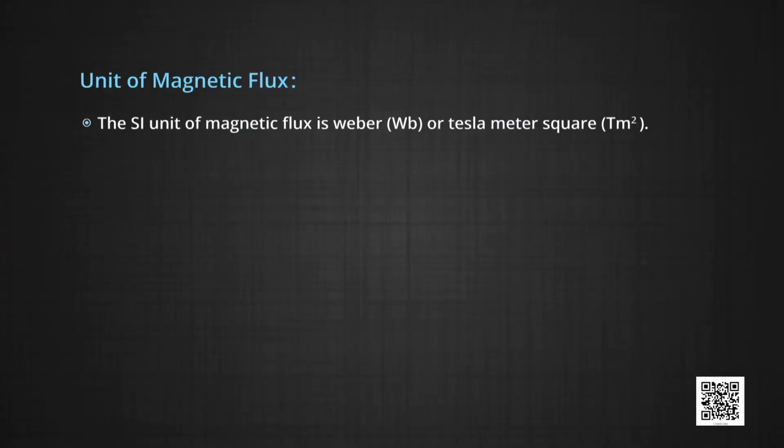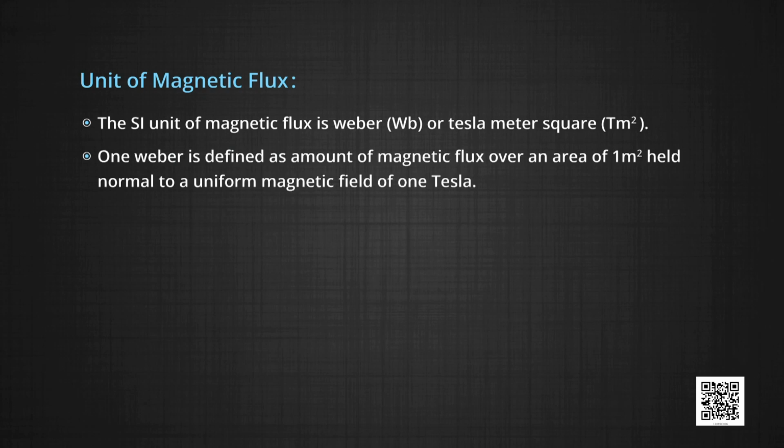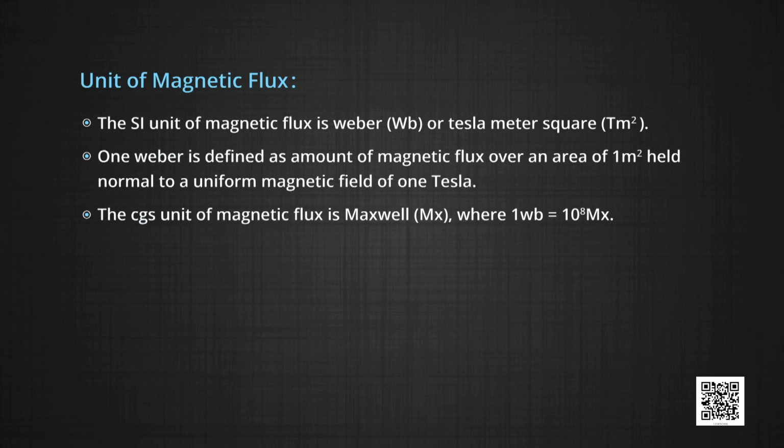Coming to the unit of magnetic flux, the SI unit of magnetic flux is Weber or Tesla meter square. 1 Weber is defined as the amount of magnetic flux over an area of 1 meter square held normal to the uniform magnetic field of 1 Tesla. The CGS unit of magnetic flux is Maxwell, where 1 Weber is equal to 10 to the power of 8 Maxwell.